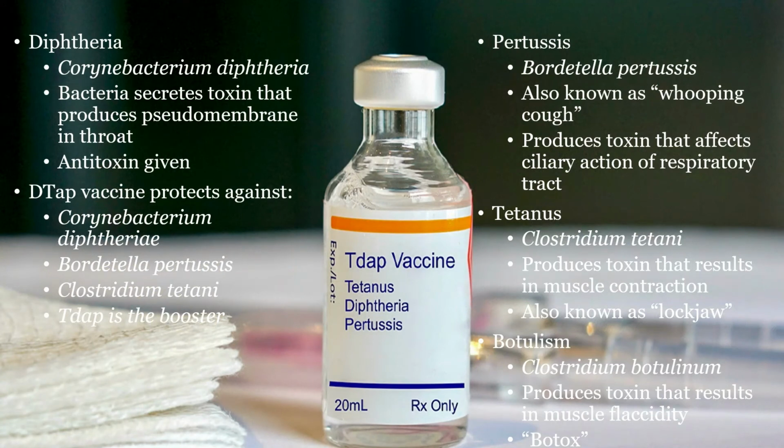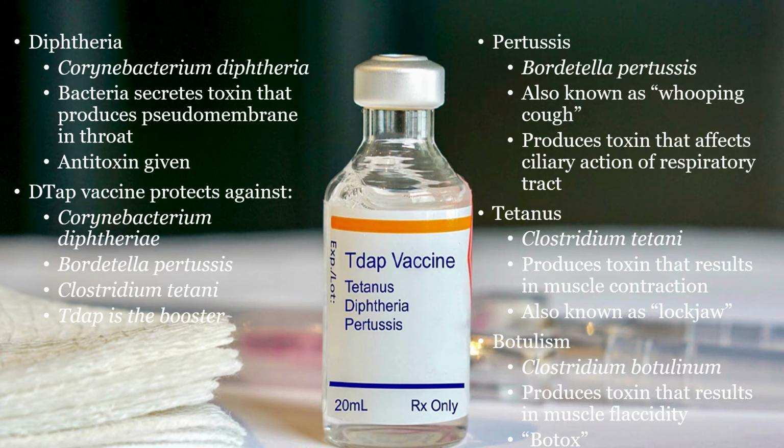Diphtheria is a disease that causes pseudomembrane to form in the throat. Pertussis is known as whooping cough, and tetanus causes lockjaw. All three produce toxins, and a vaccine called DTaP can prevent these diseases, and there's a booster called Tdap, shown here.